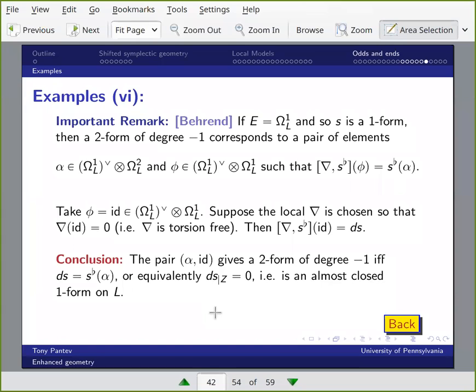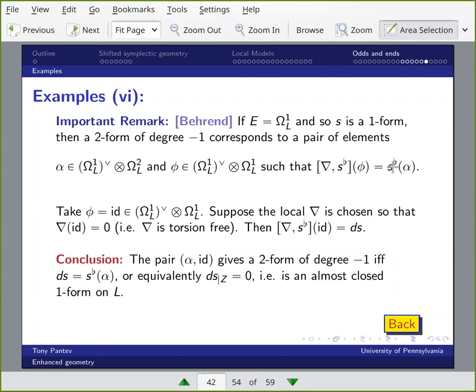So if E is the cotangent bundle itself, and our section happens to be a one form, then a two form of degree -1 on the zero locus of that one form is a pair of elements. One is in omega-1 check tensor omega-2, so this is just the tangent bundle. And the other is in omega-1 check tensor omega-1, which is the homomorphisms from the cotangent bundle to the cotangent bundle. And it has to satisfy that the commutator of the connection with the contraction of the section applied to this phi is the contraction of alpha with the section.